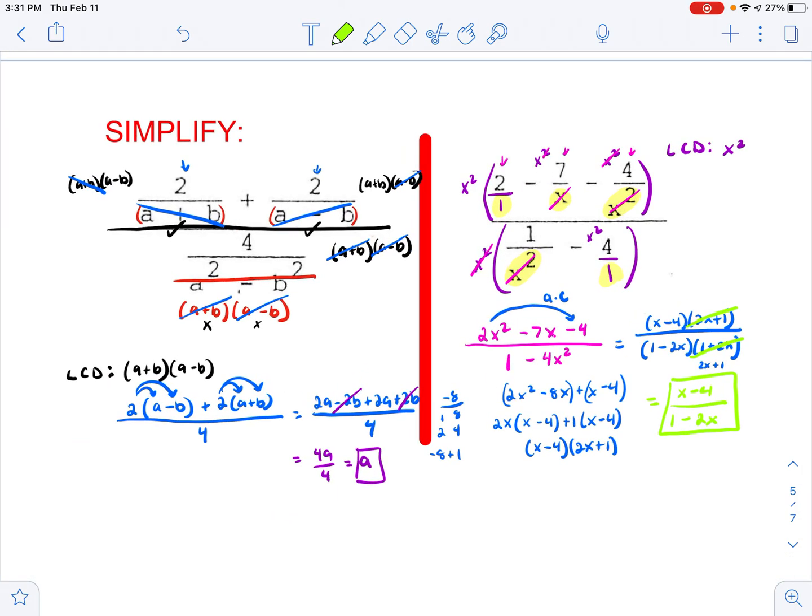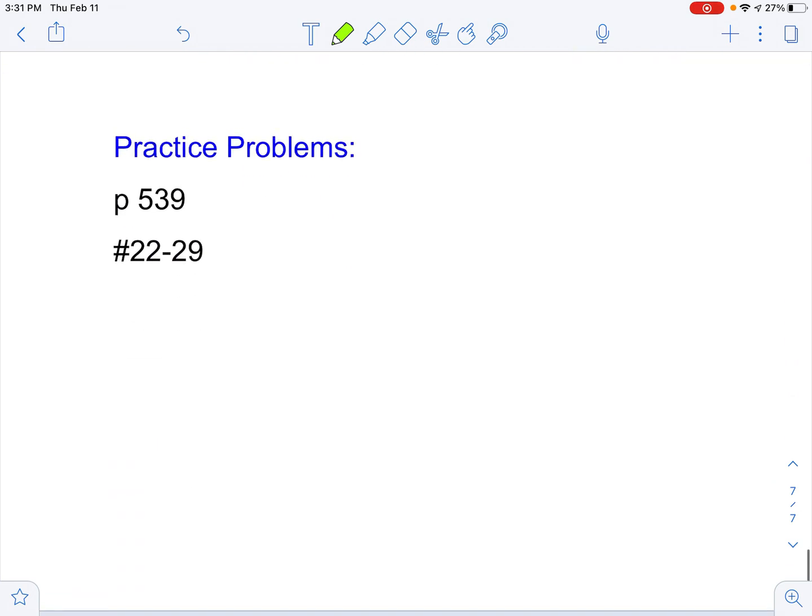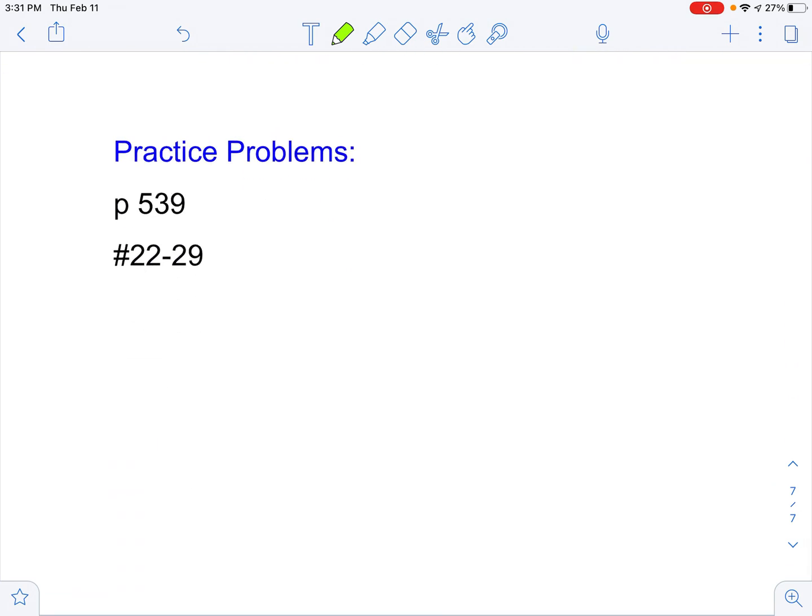Okay, so now, as long as we get the process down, the rest of it will come with practice. So we definitely want to practice some of these. So we're going to skip that one, and I'm going to ask that you work on these practice problems. Page 539, numbers 22 to 29. Work on those, and we will check them over next time.